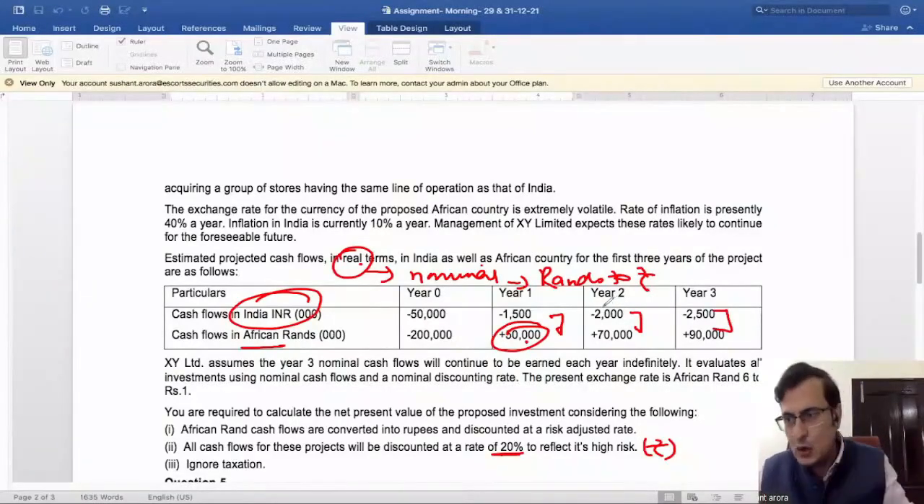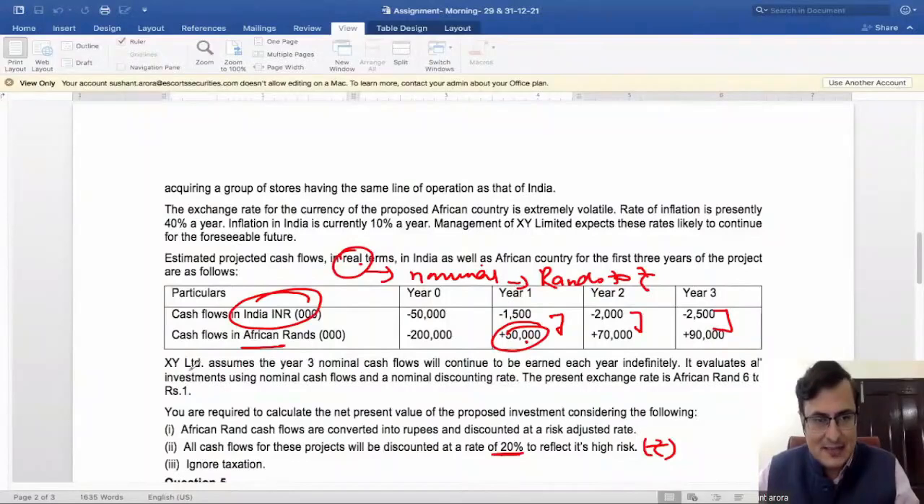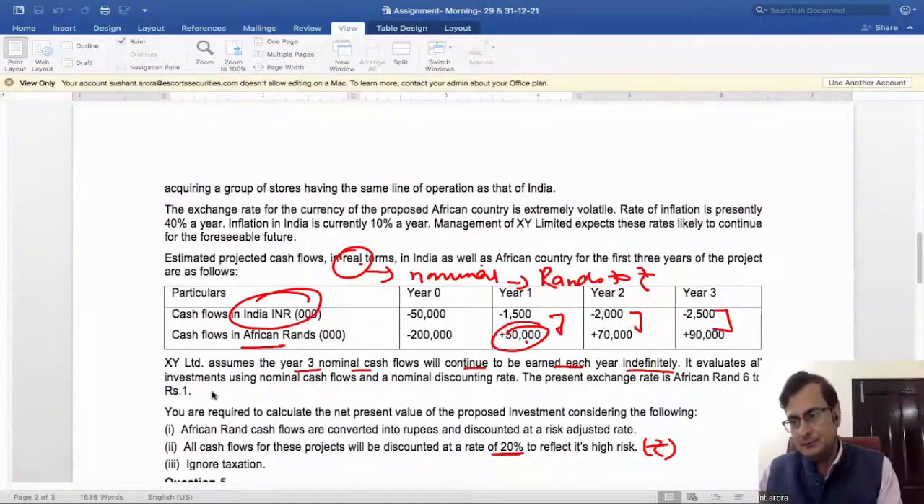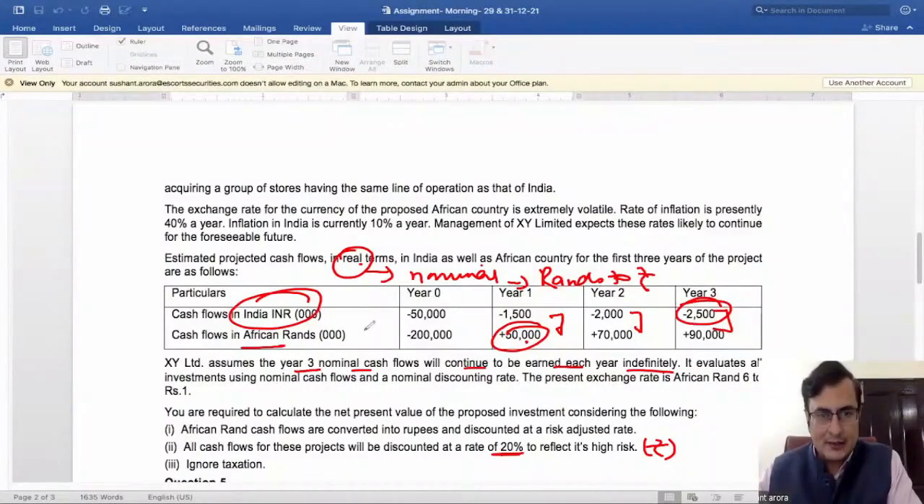One thing I would like to incorporate is the impact of the terminal value. There is a terminal value which will be there because it says assume the 3-year nominal cash flows continue to be earned each year indefinitely. Okay, indefinitely it will be earned. So clear? So how can you incorporate that? The last year's, third year's terminal value you can calculate. Is this clear? Yes or no?